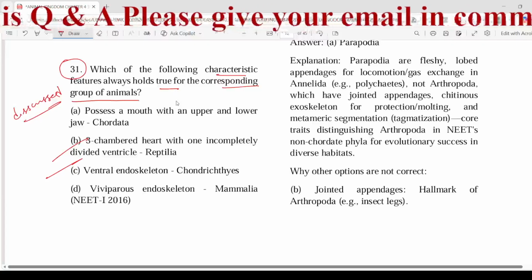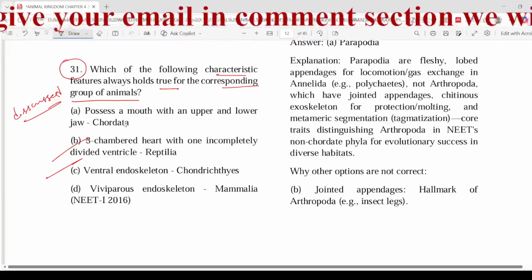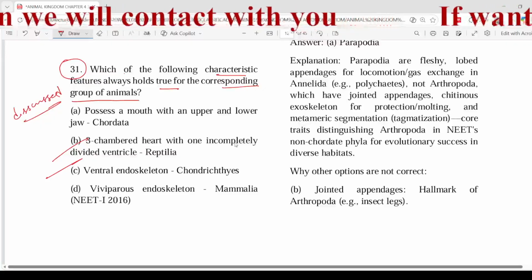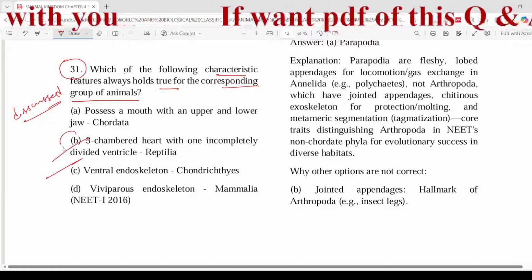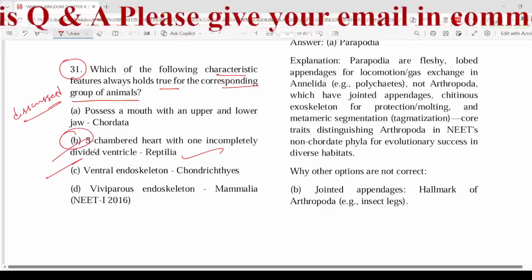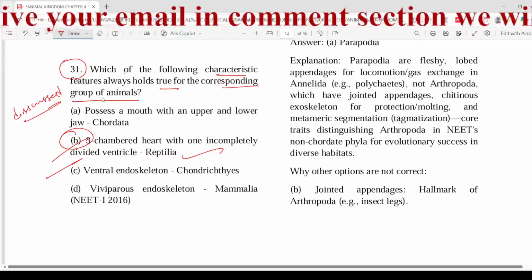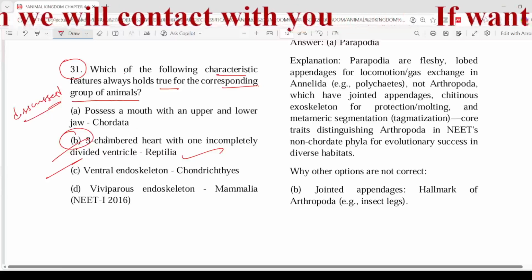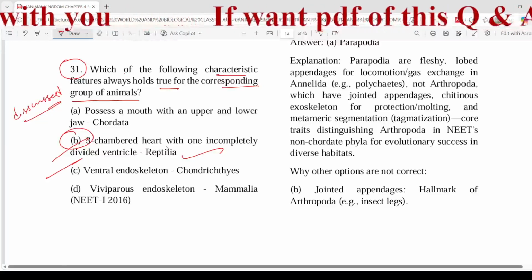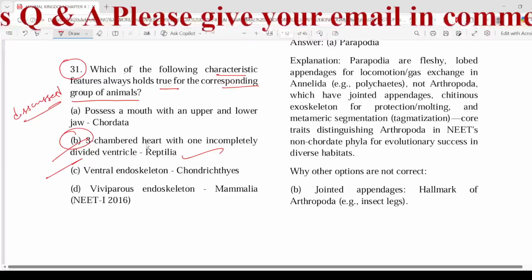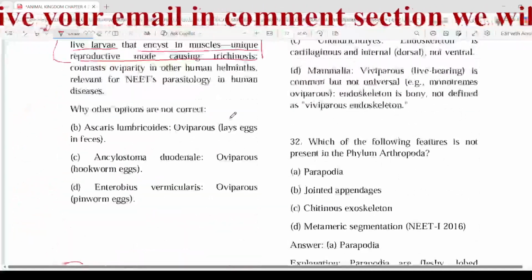Which of the following group possess upper and three chambered heart with one incomplete vent? The correct answer here is option B. You have to find the true statement for this question. So option B is the correct option. Let's move to the next question.